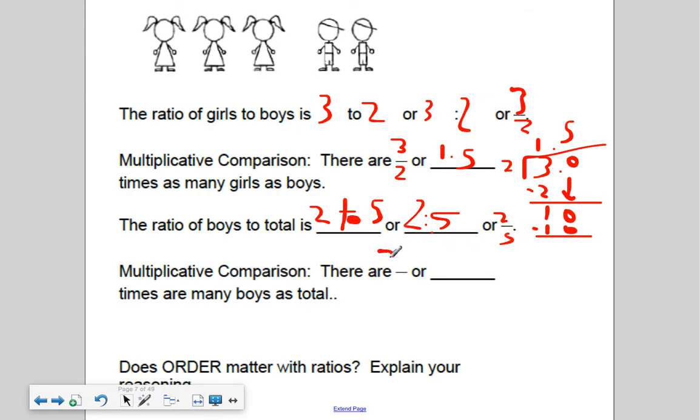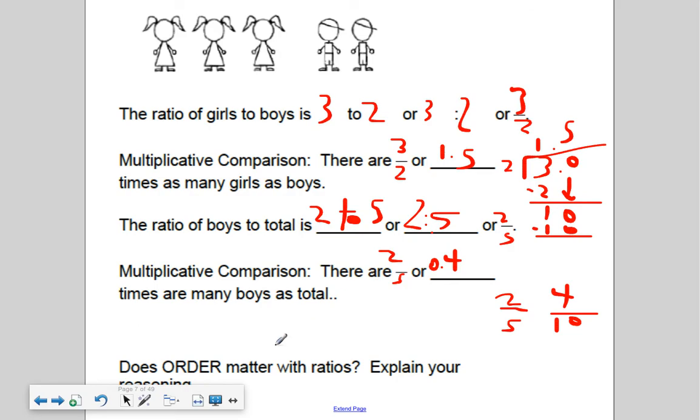So let's do a multiplicative comparison. There are 2/5, or what decimal is that? 2 divided by 5. I'm going to build this to the 10th place, because I can't divide it directly. How do I build this to the 10th place? I multiply both numbers by 2 and get 4/10. So there are 2/5, or 4/10, times as many boys as total.